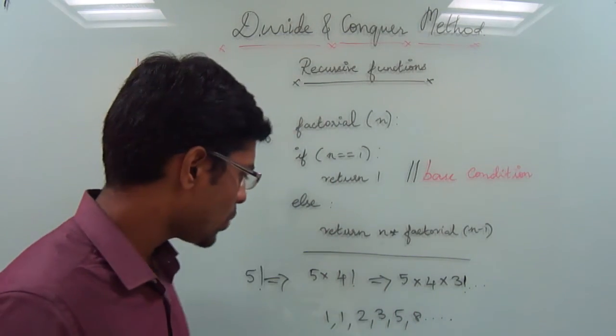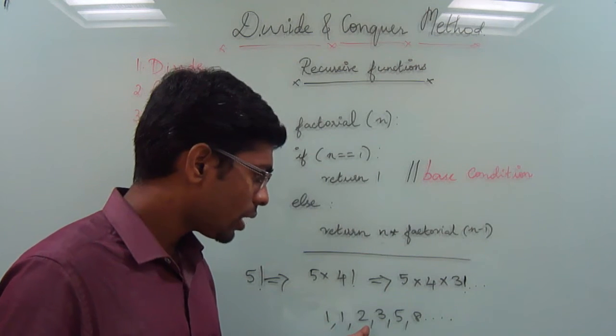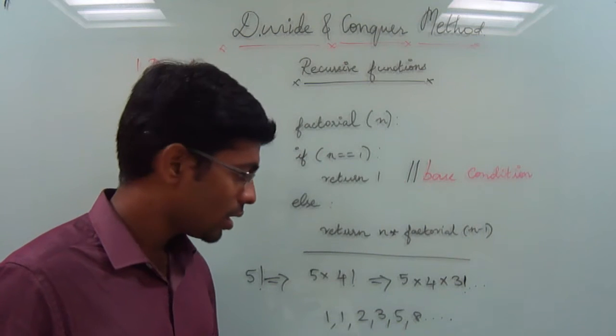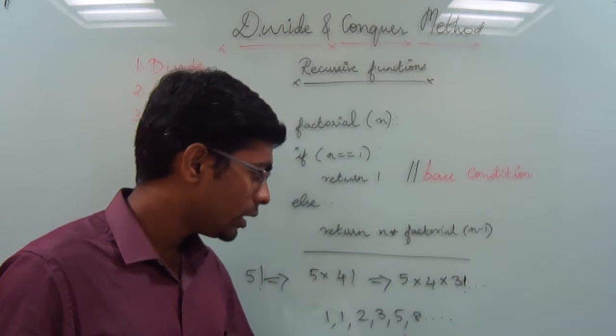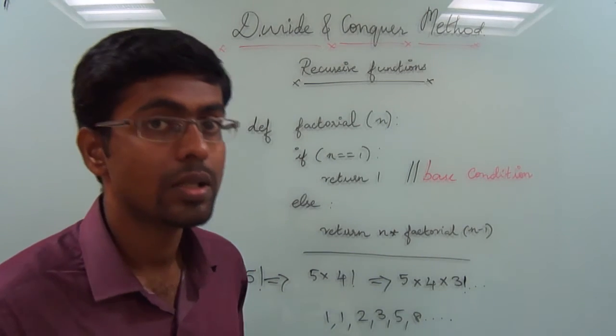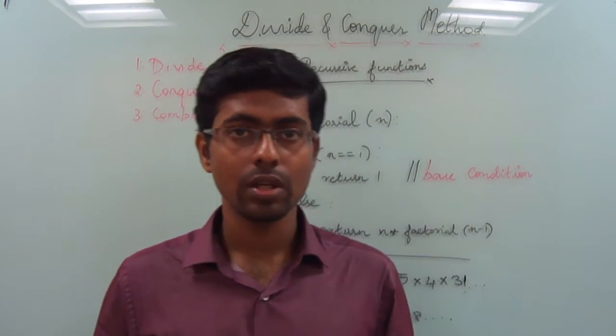And in the second case, calculating the Fibonacci series, we know that from the third term onwards, it is the summation of the first two terms, and if you need the fifth term, you need the summation of the third and the fourth term. So in such cases, recursively solving a problem is intuitive and natural.